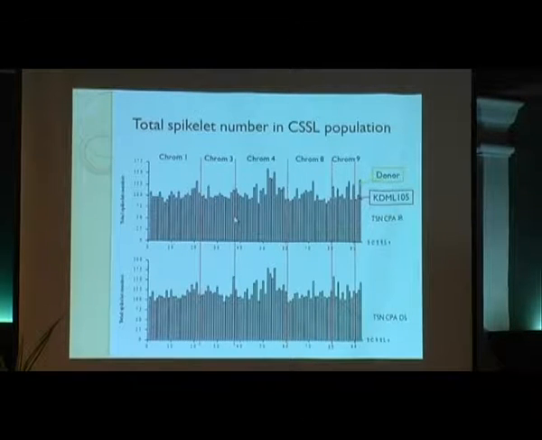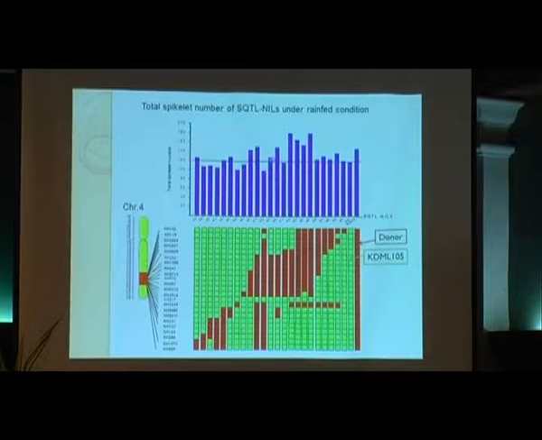And this is another part of the result, for the total spikelet number. Here we can see that the donor has a higher number of spikelets compared with KDML105. At irrigated condition, we notice that the lines which have the drought resistance QTL have a higher spikelet number compared with the other CSS lines containing other QTL regions. And the same thing was also observed under drought stress here. So we took these lines, and we found out that there are at least 6 lines that have a higher number of spikelets compared with KDML.